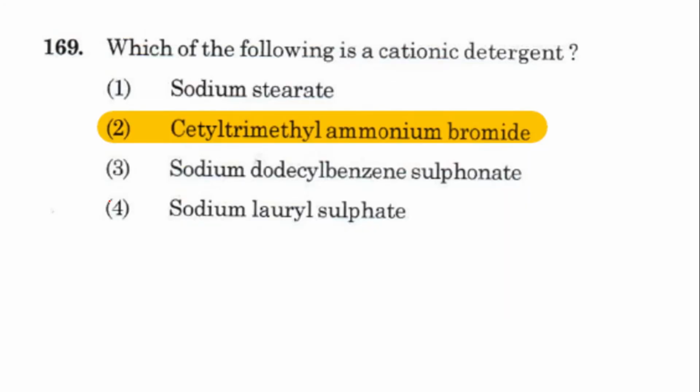Next, which of the following is a cationic detergent? So among these four, cetyl trimethyl ammonium bromide is a cationic detergent.